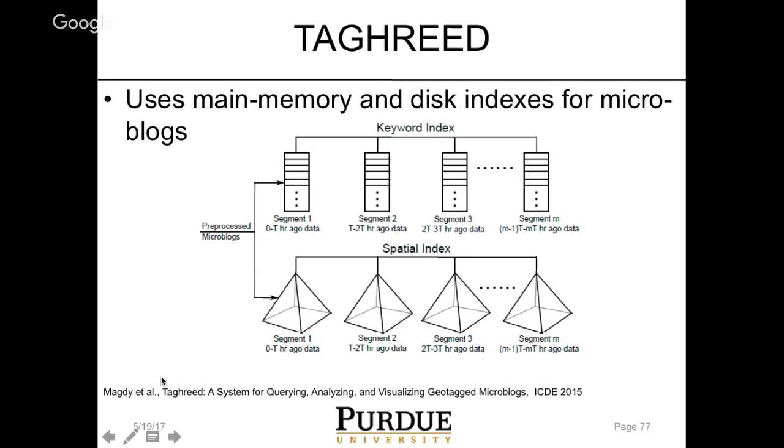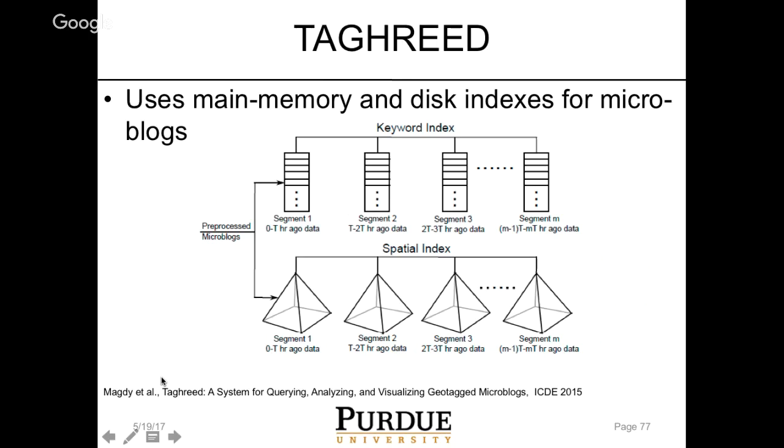Indexing in the Tagreed system: as we mentioned before, Tagreed has two versions, main memory indexes and disk-based indexes. The main memory indexes are spatial, textual, and temporal separately. Tagreed uses segmented inverted lists and creates an inverted list for each time period. For instance, it will have an inverted list for the time period from 0 to t, and another inverted list from t to 2t, and so on. This is a separate textual index for these objects.